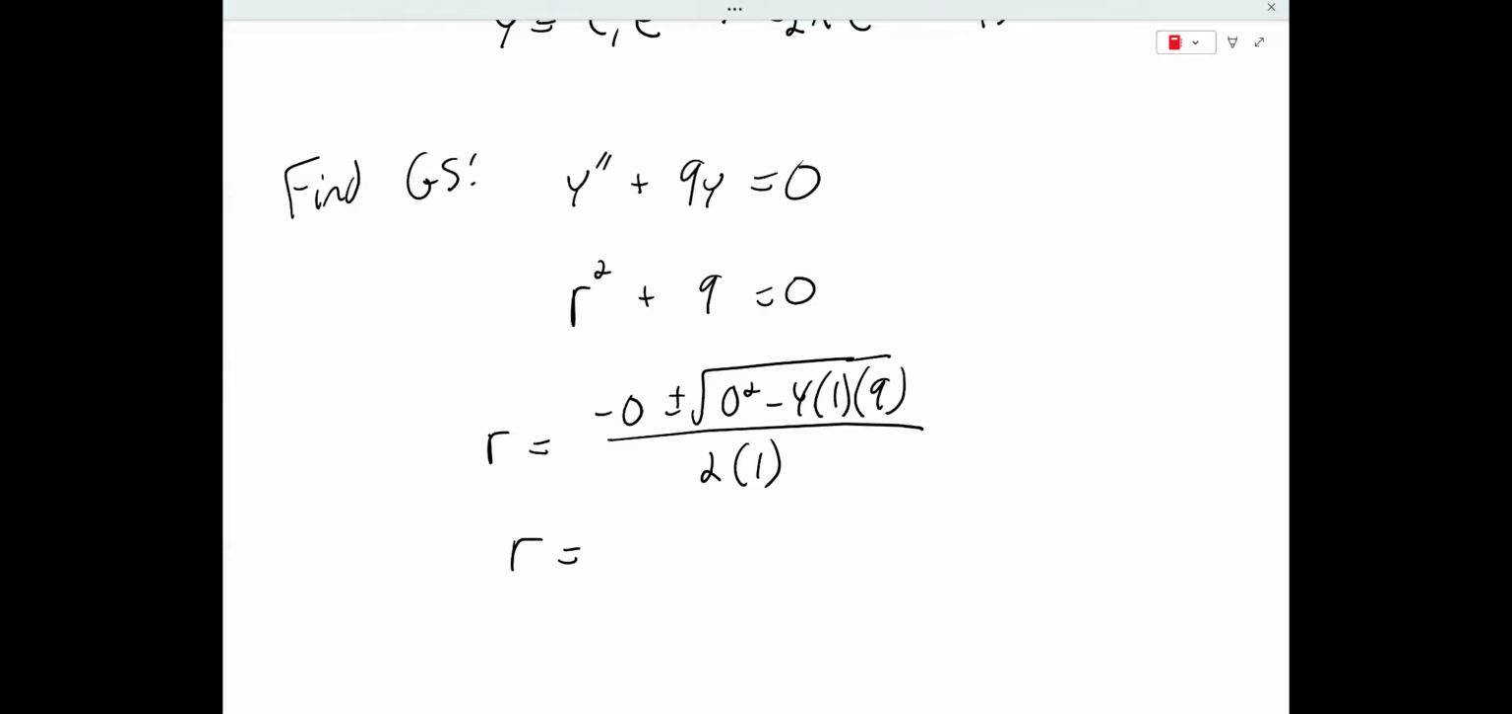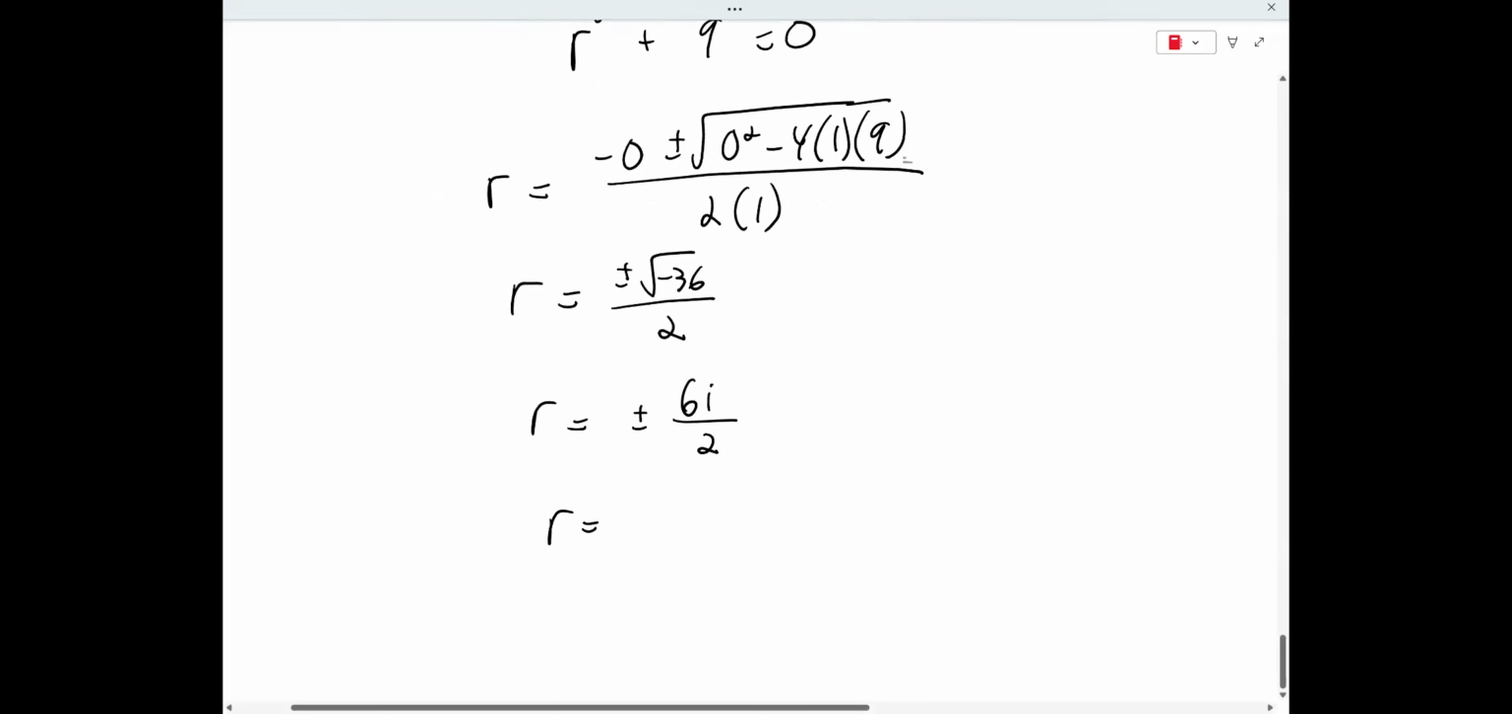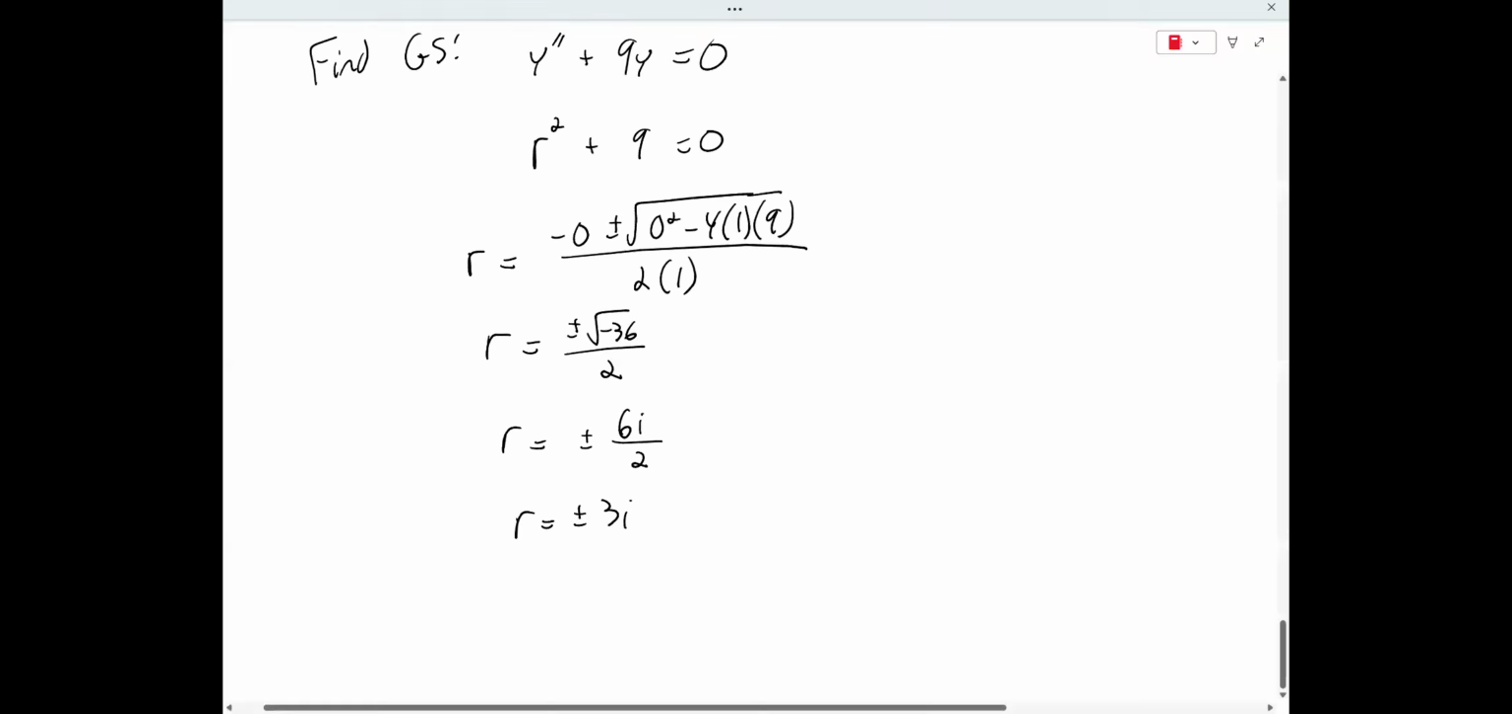You get r equals plus or minus the square root of negative 36 all over 2. Now the square root of negative 36 is 6i. We have to do imaginary numbers here. 6i over 2, so r equals plus or minus 3i. So we have two values of r, but they're imaginary numbers. Anything else so far on that?